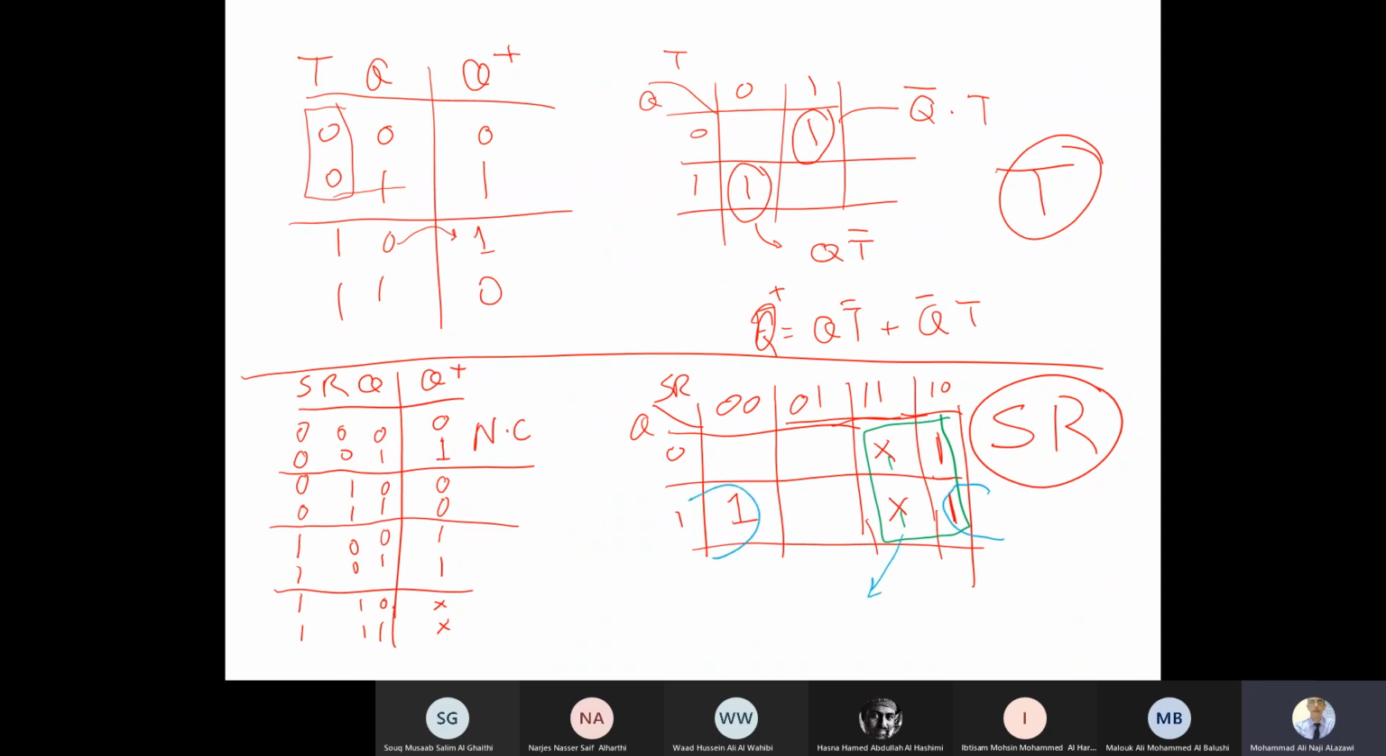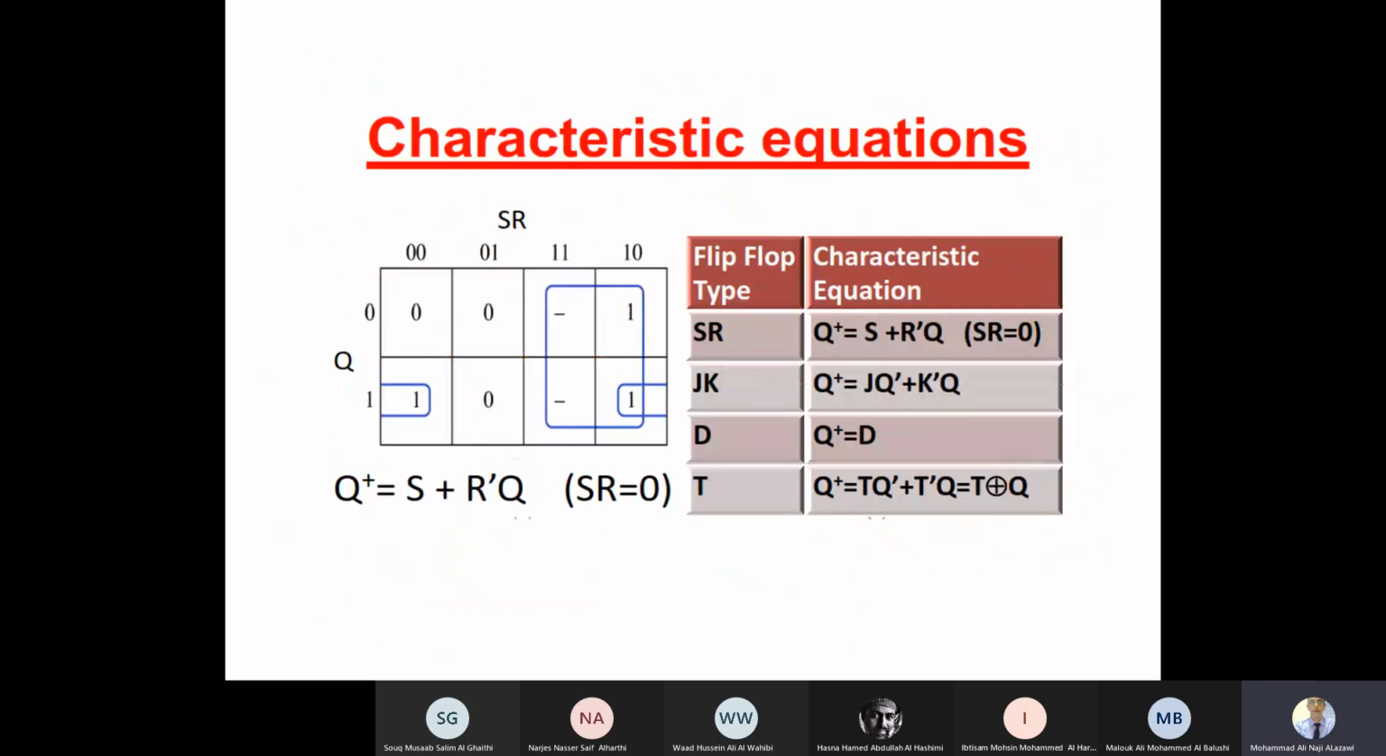From the first group, I will get one constant here, which is S. So it's only S in this case, correct? And the other group gives me Q R prime. So it's supposed to be S plus Q R prime. Yeah, this is the result. And that's why they use this as don't care and this as another don't care.